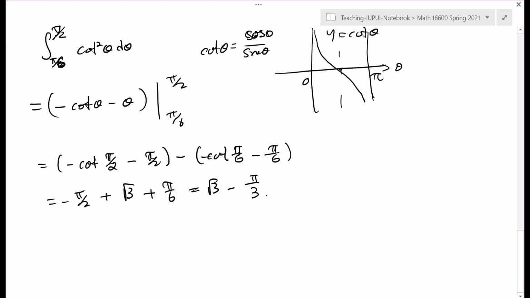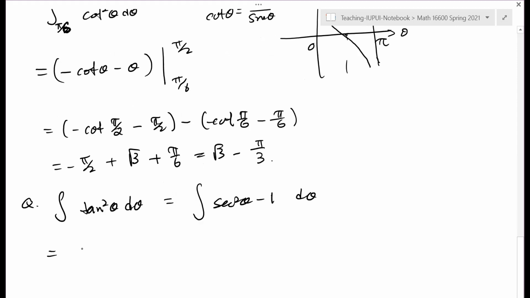Similarly, you can do the problem integral of tangent square theta d theta. Just because tangent square theta is going to be secant square theta minus 1. Then the antiderivative of secant square theta is going to be tangent theta, then minus the antiderivative of 1, which is theta, so plus constant. It's the same method.